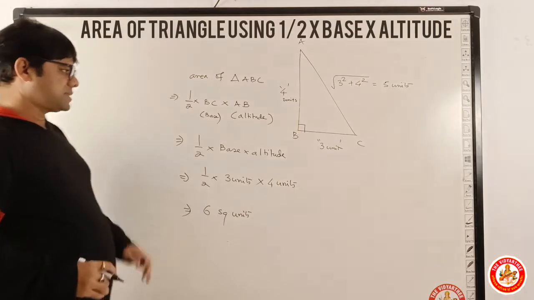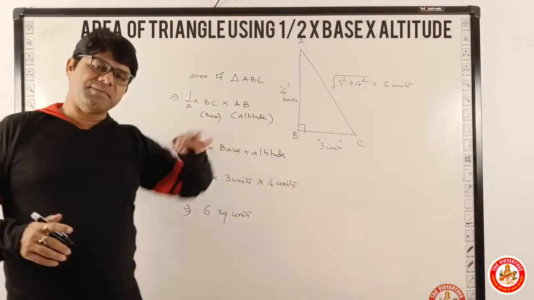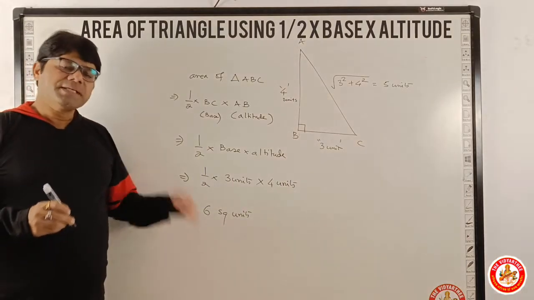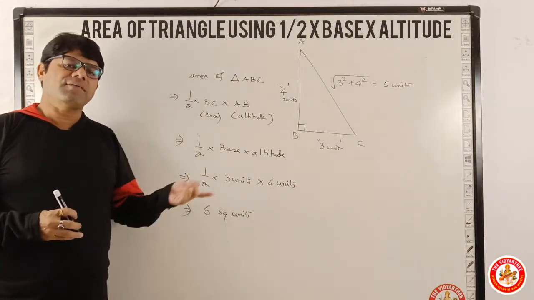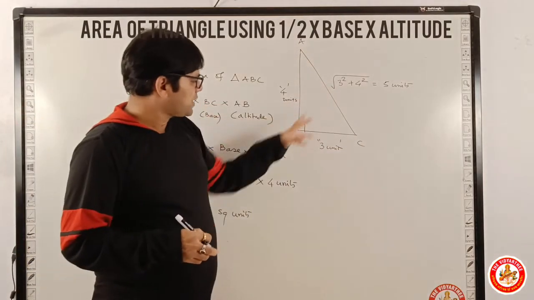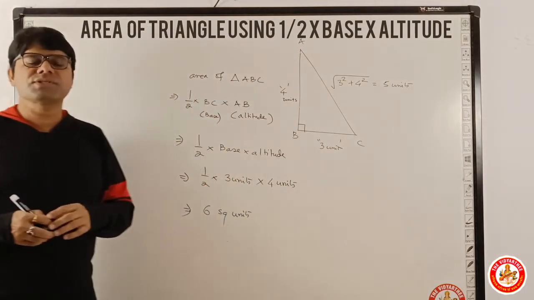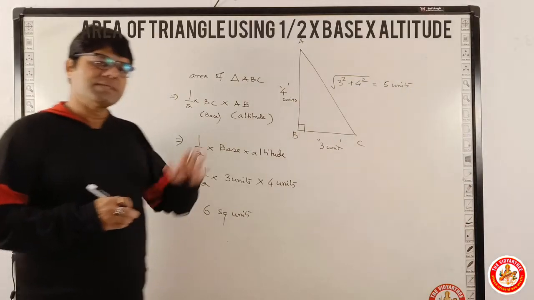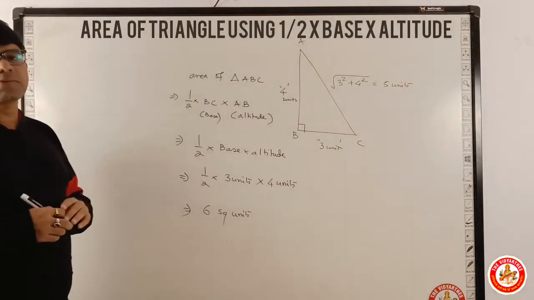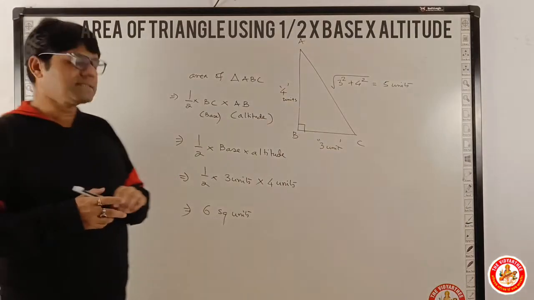The best part of this is I had the same dimensions in the previous Heron's formula. We got 6 units as the answer. Please pause the video or you can rewind the video. Go back to the Heron's formula. We had the same triangle 3, 4 and 5 as the dimensions of the various sides. We still got the same answer using a different method. Here we got 6 square units using half into base into altitude.